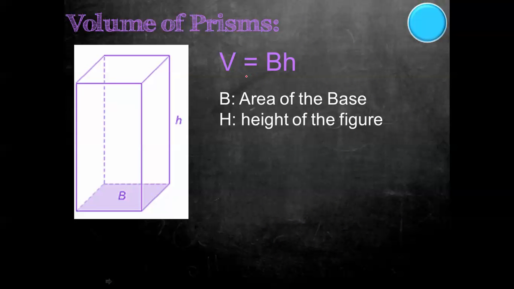To find the volume of prisms, we're going to use volume equals big B times H. Big B still stands for the same thing, the area of the base, and H stands for the height of the prism.